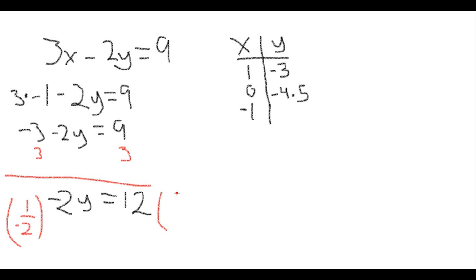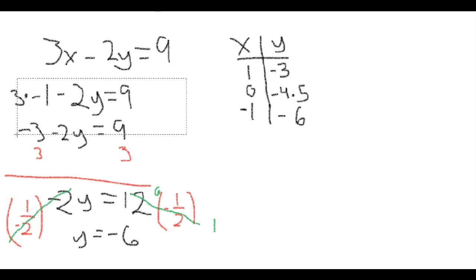Multiply each side by negative 1/2. The negatives cross cancel and the whole number cross cancels. This cross cancels to 1/6, but it doesn't cross out the negative. Now we're left with y equals negative 6. Put that down here.